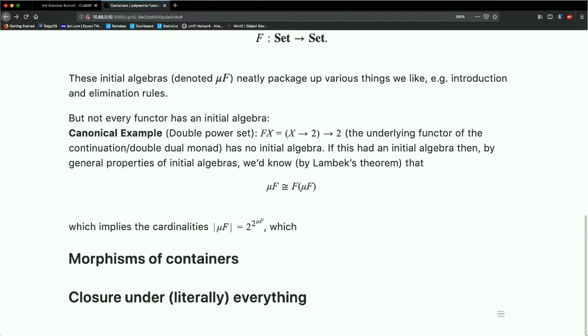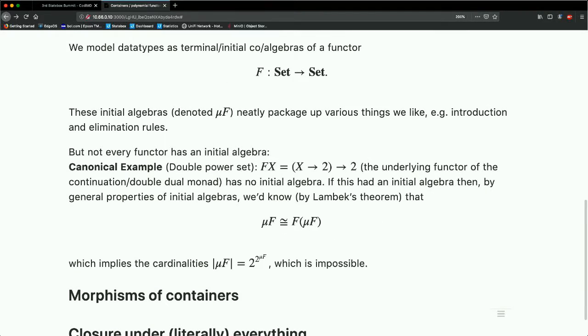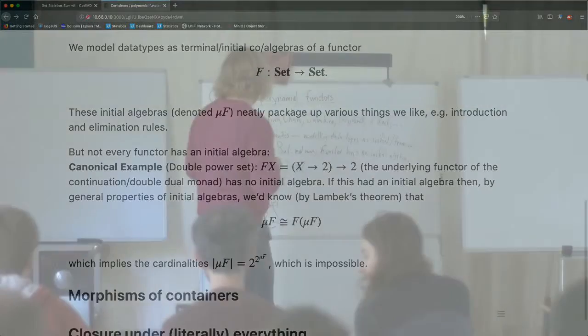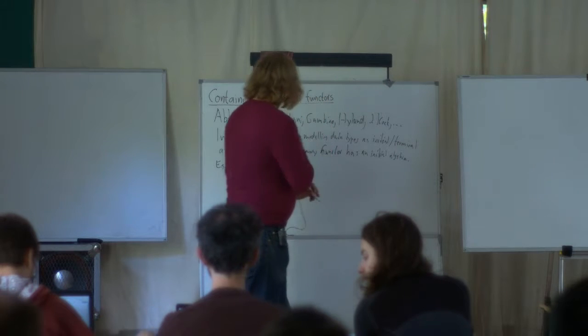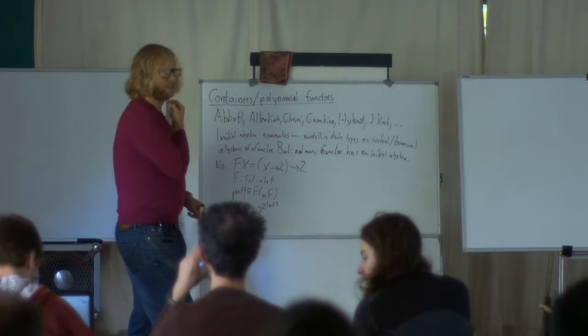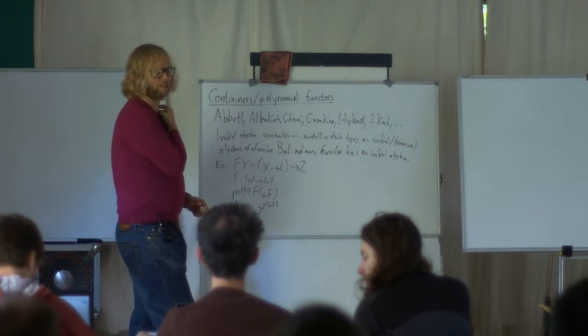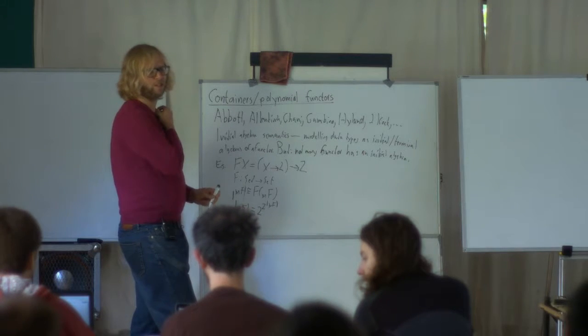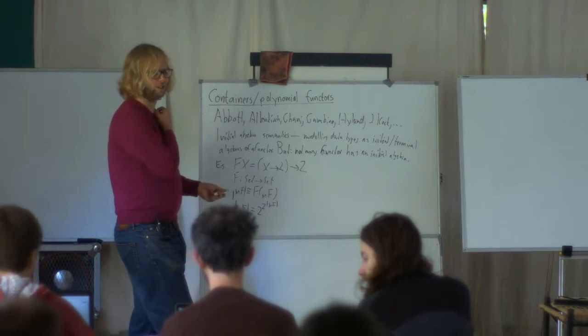This functor cannot have an initial algebra or a terminal coalgebra because we have the same property, right? So what does this mean? It means that we can't just say data types are given by functors and we take their initial algebras. We have to restrict to a nice class of functors that actually have initial algebras, right?